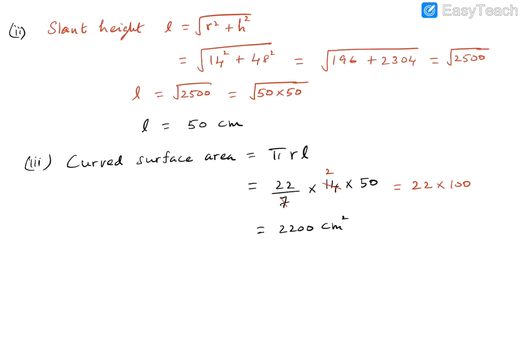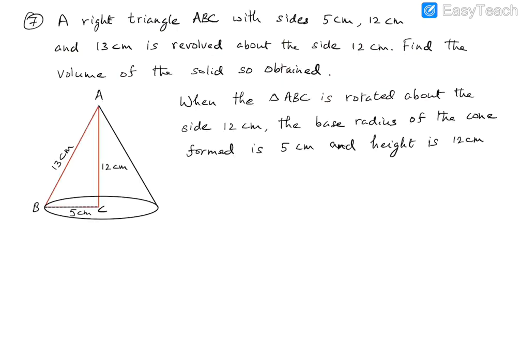Okay, we will now proceed to solve the next problem. That is question number 7. Okay, so in question number 7 we now have a right angle triangle. So that's a right triangle which is ABC, that is shown in the red line here. So we have a right triangle ABC with sides 5 centimeters, 12 centimeters and 13 centimeters.